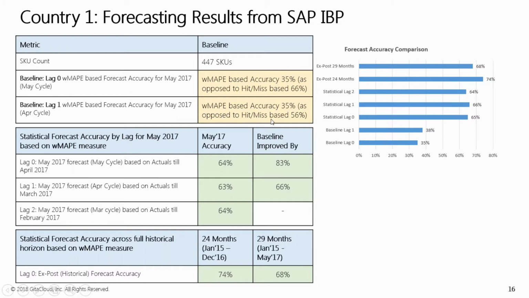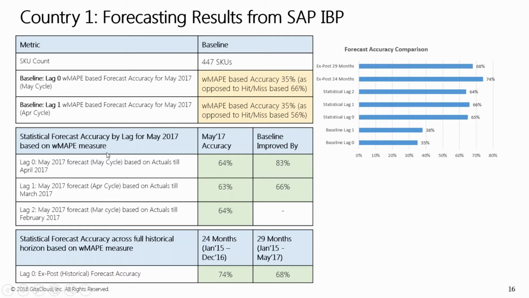Again here, the hit and miss based approach that Dabur gave us was 56%, but in fact the forecast accuracy, in other words, the way Dabur was forecasting, the numbers were much lower, like 35%. So using the current way of forecasting, Dabur's forecast accuracies were as low as 35%.